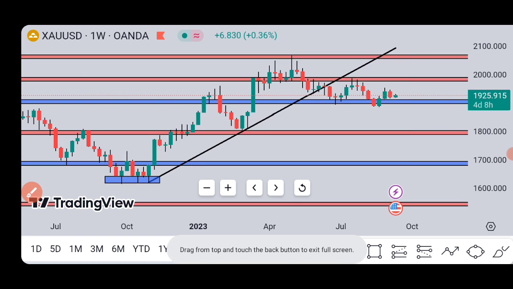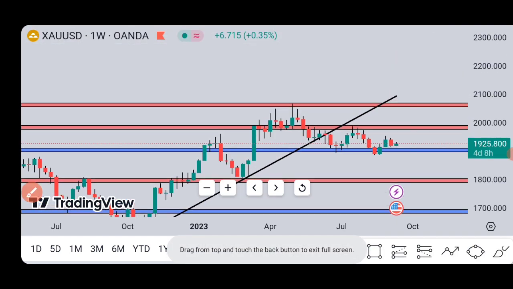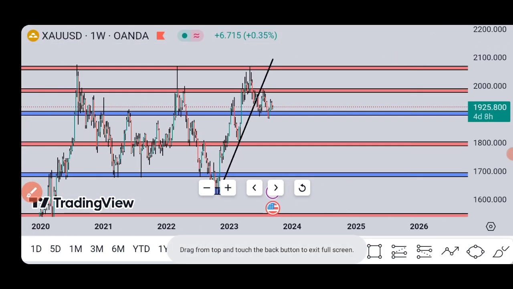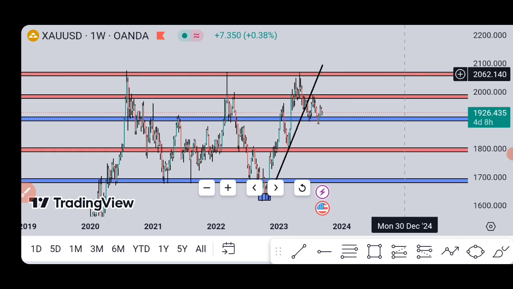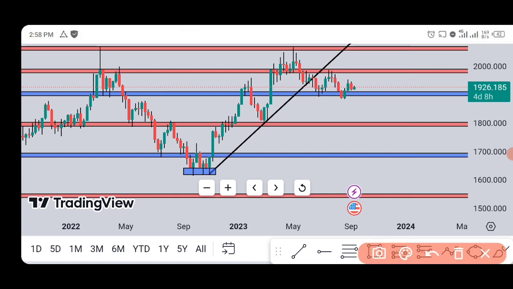But here we have this trend line guiding us in this move to the upside, until we hit the all-time high of gold, which is 2066 dollars. Then we broke below the trend line that had been guiding us, and we saw a correction and a continuation to the downside.